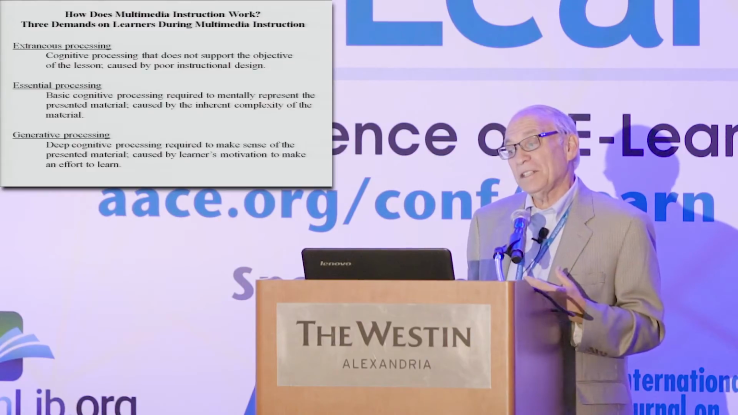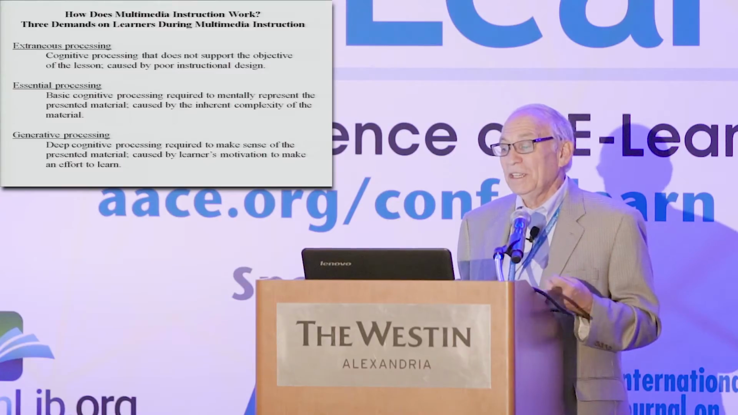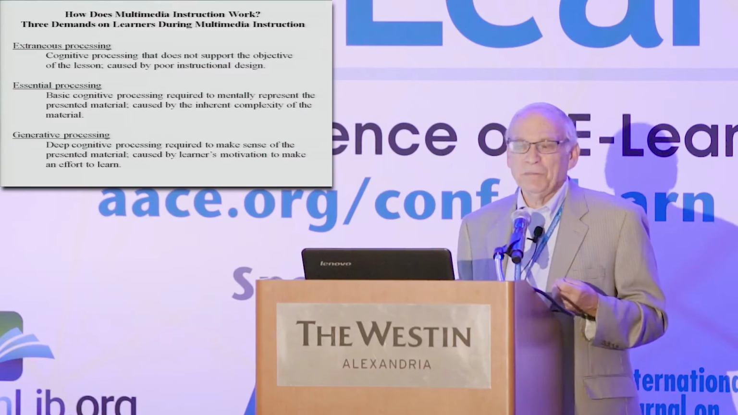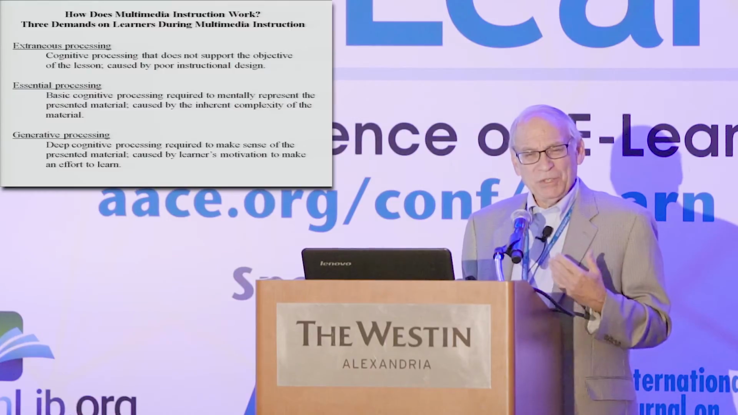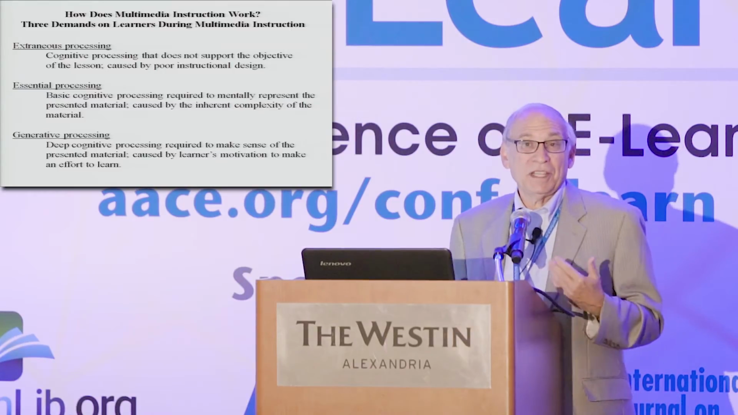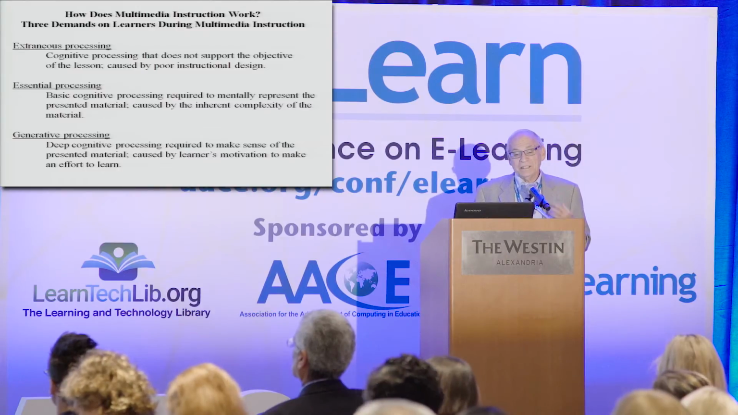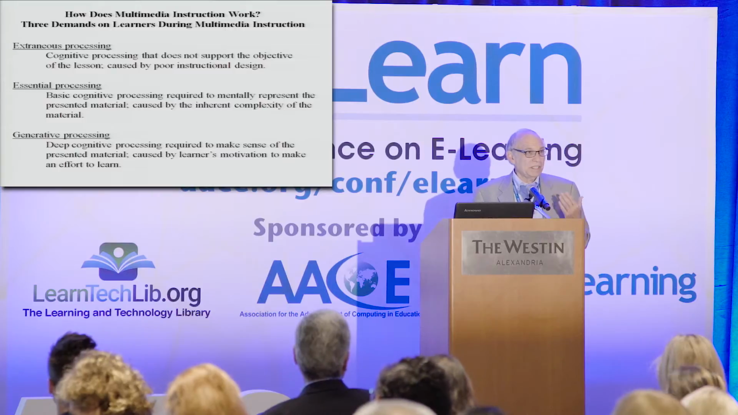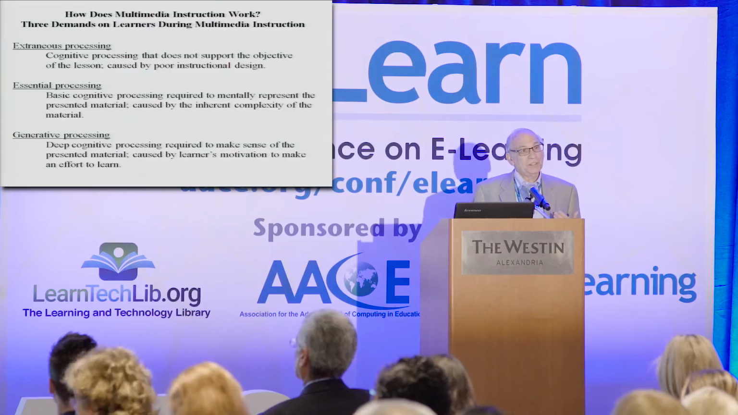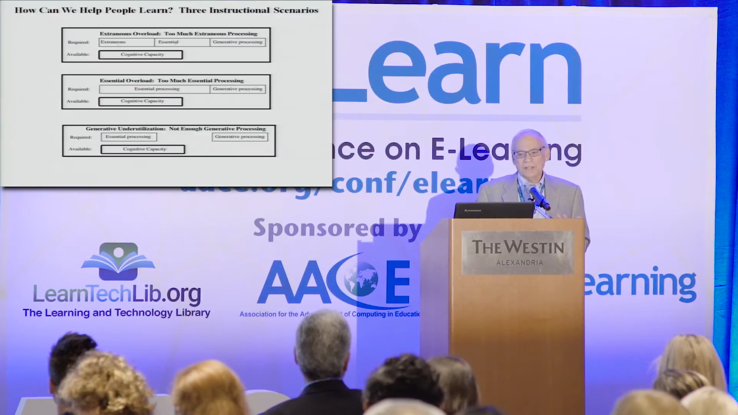Essential processing is cognitive processing required to mentally represent the incoming information. This is caused just by the complexity of the material. When we have material that's very complex for the learner, we have to help them manage their essential processing. And lastly, generative processing. This is the deeper kind of cognitive processing where you try to make sense out of the material. This is caused by the learner's motivation to make an effort to learn. And so an instructional goal is to foster generative processing.